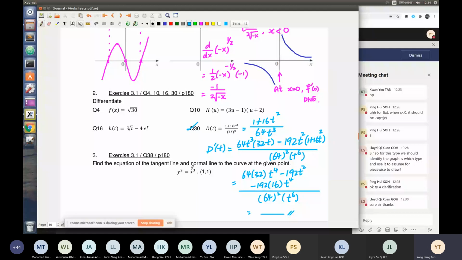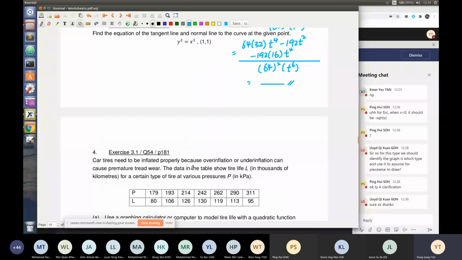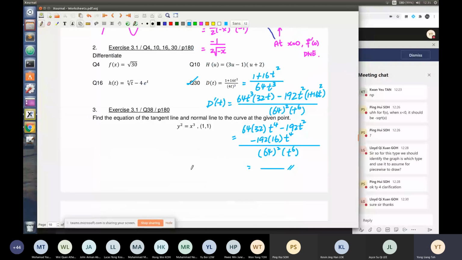Okay, good. So I think we just continue with this question 3. So question 3, you're supposed to find the equation of the tangent line and the normal line to the curve at the given point, which is actually (1, 1). So they give you in this form, which is y squared equals x cubed.